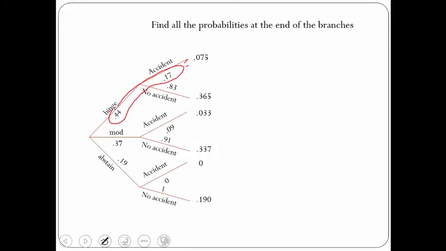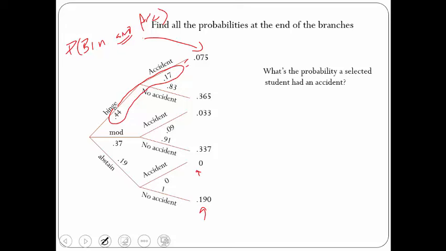0.075, excuse me. And so what that tells us, if you want to think about it this way, this is the probability that out of all the students on campus, we get a binge drinker and they've had an accident. So 7.5% of the student body are binge drinkers and they've had an accident. Now, another way to look at this one down here, 19% of the entire student body have abstained from drinking alcohol and have not had an accident. 0% of the student body doesn't drink and caused an alcohol-related accident.